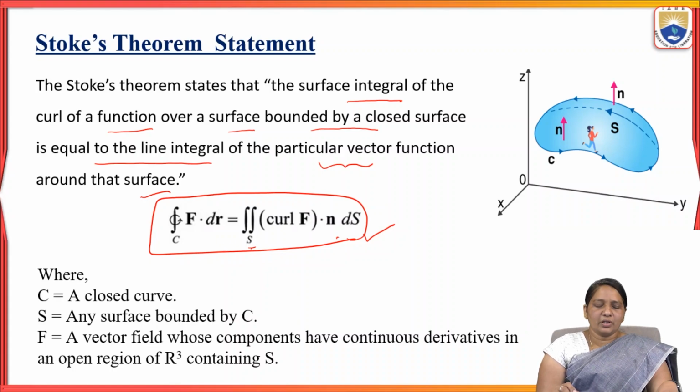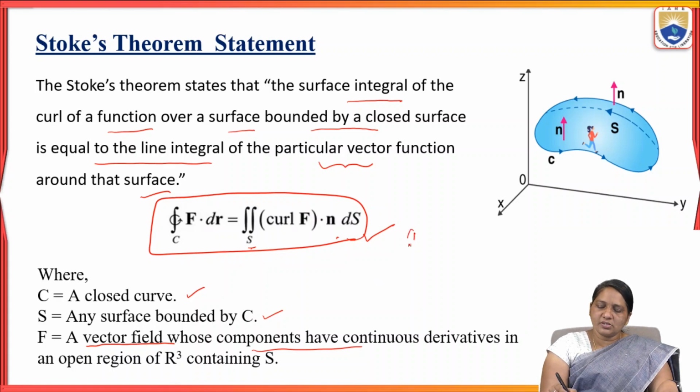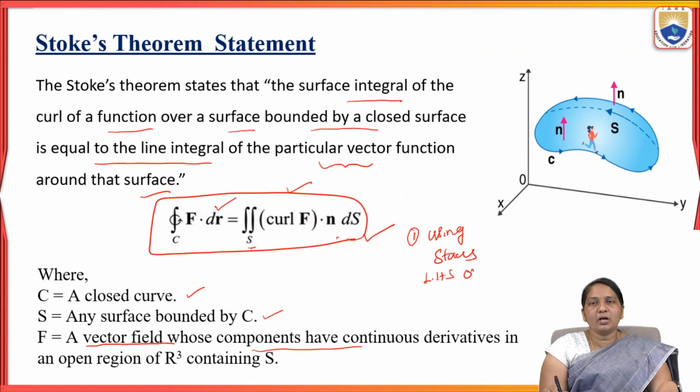Here I want to tell you what C is. C is a closed curve, S is bounded by C, and F is a vector field whose components have continuous derivatives in the open region of R cube containing S. Two types of problems are there in the Stokes theorem. One is using Stokes theorem. Using Stokes theorem means that in the statement, there is an LHS part and an RHS part. We can calculate either one if they ask to calculate using the Stokes theorem.